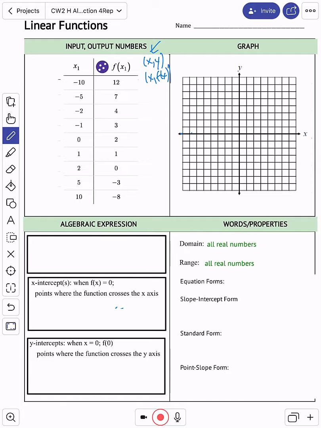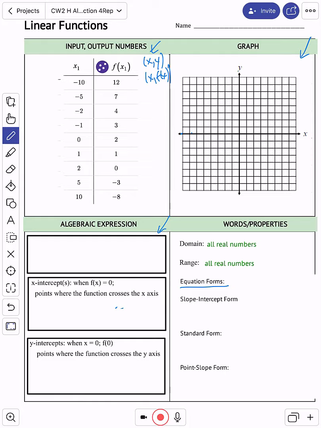And then in your top right is your graph. In the bottom, you have your main algebraic expression, and then x-intercepts and y-intercepts, which are 2 of the important points about that function. And then in the bottom right, as you know, we can write linear equations in 3 different ways: slope-intercept, standard form, and point-slope form.